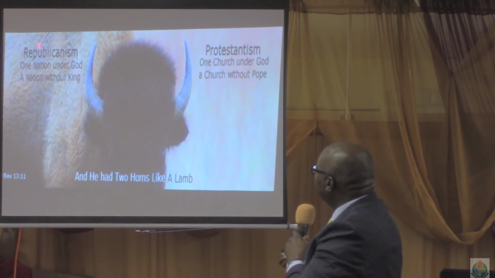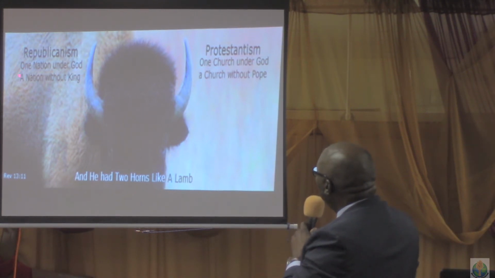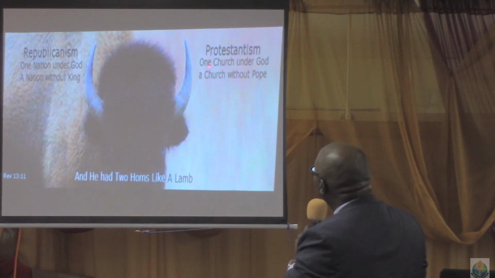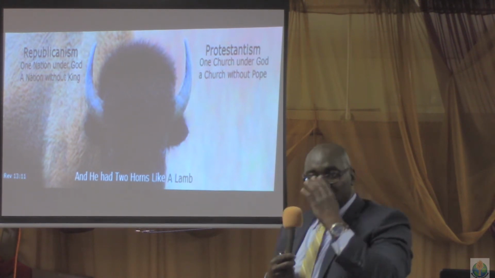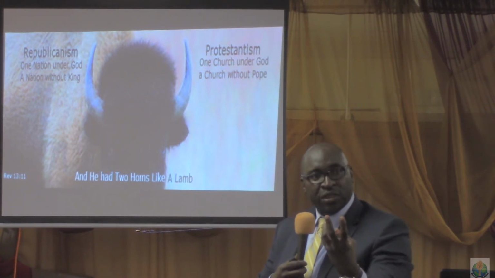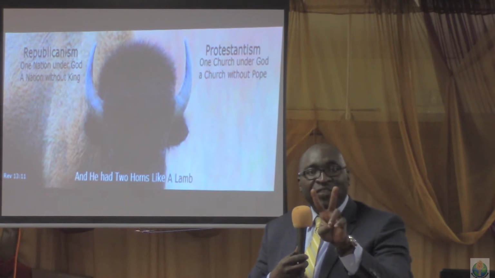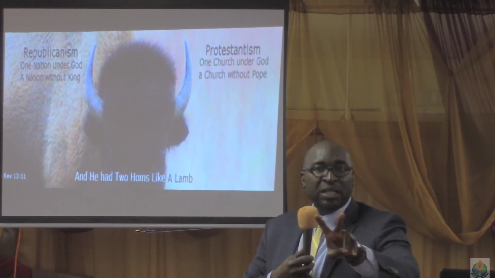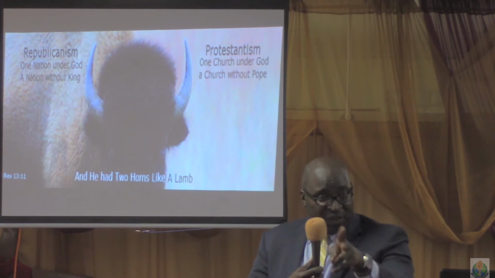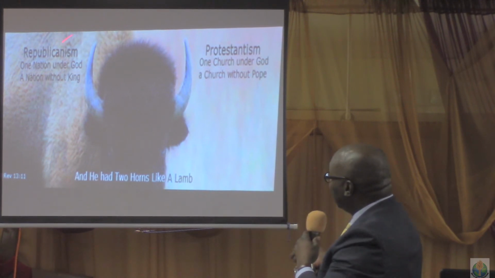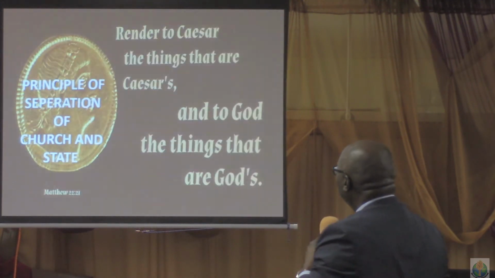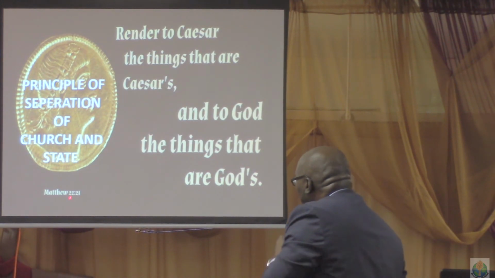So republicanism says one nation under God, or a nation without a what? King. And Protestantism is what? One church under God, or a church without a what? Pope. So the second beast arising from the earth with two horns has these two governing principles, church and state. Are you seeing that, friends? Republicanism and Protestantism.